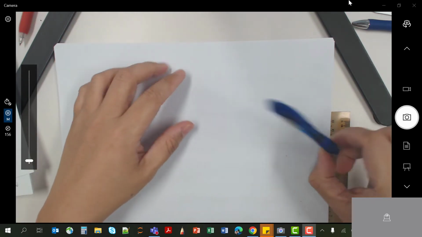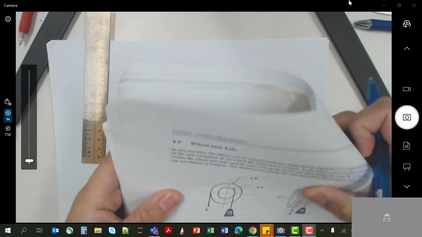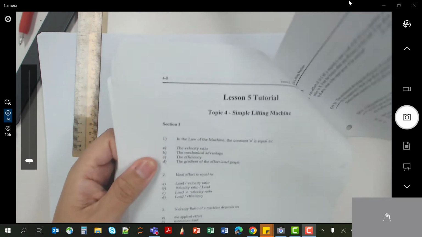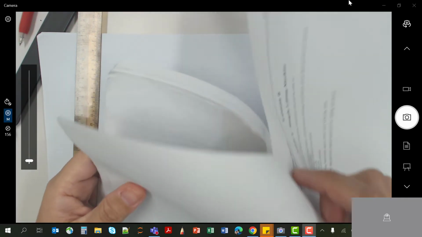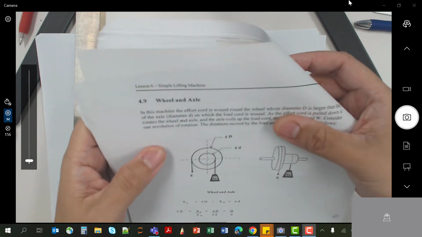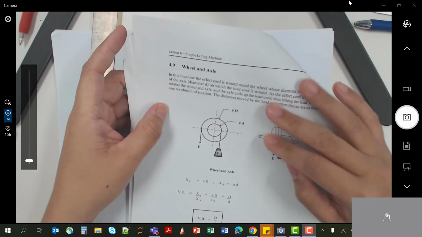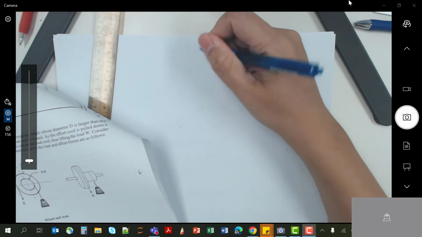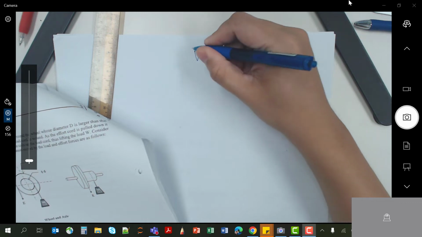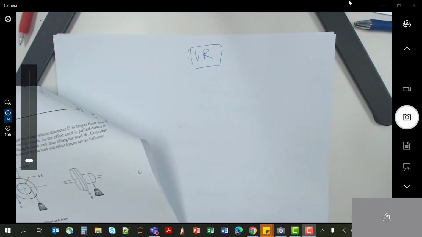Alright, welcome back. This video is the continuation of the simple lifting machine. There's actually another lesson for simple lifting machines after the first tutorial. The major difference between the second lesson and the first lesson is just the introduction of different kinds of simple lifting machines and the formula for their respective velocity ratio. That is the only difference. The rest is all still the same.